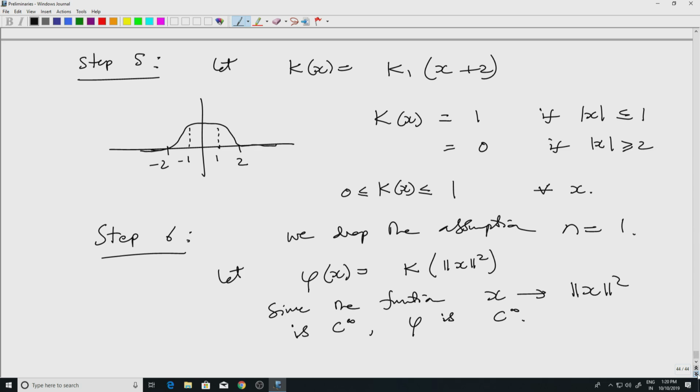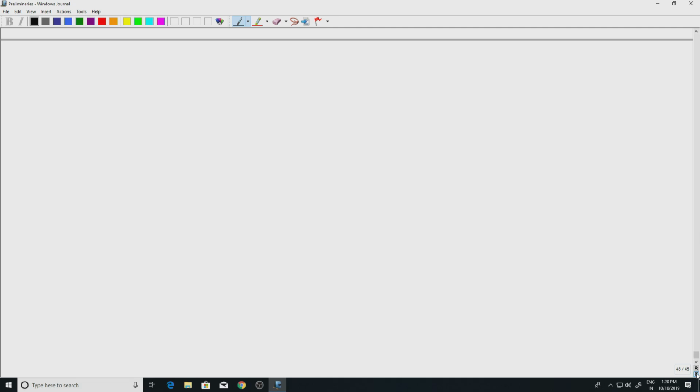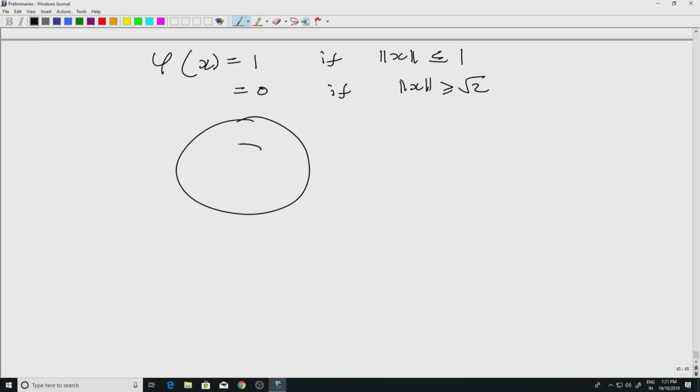And let us see what the values are here. Phi of x equals 1 if norm x is less than or equal to 1, and phi of x equals 0 if norm x is greater than or equal to, since I took norm of x squared, I will have to put a square root of 2 here. So I have two concentric balls, one of radius 1.